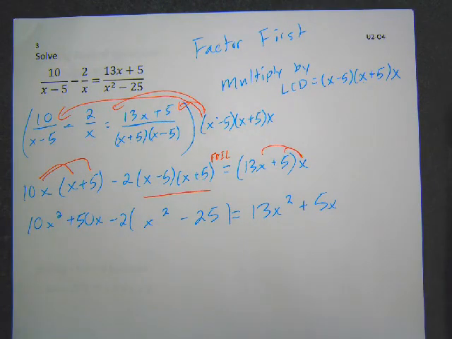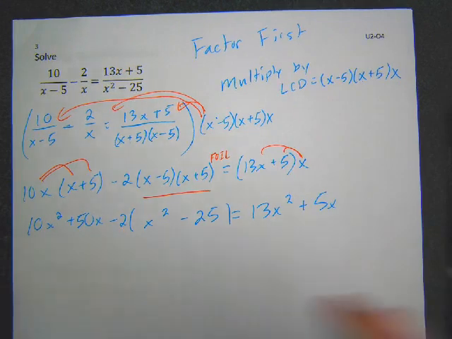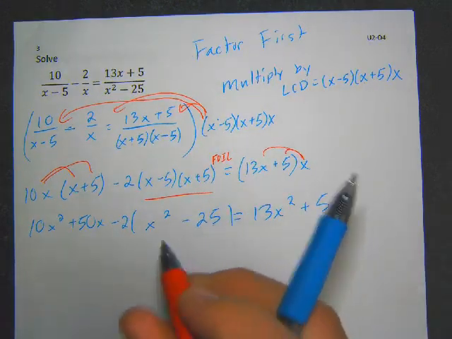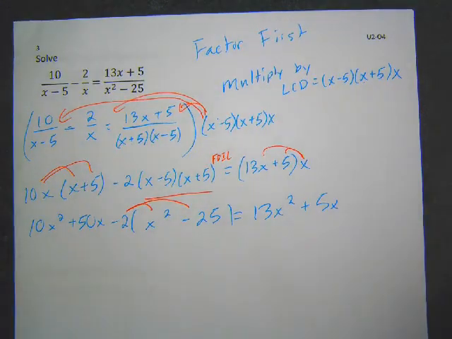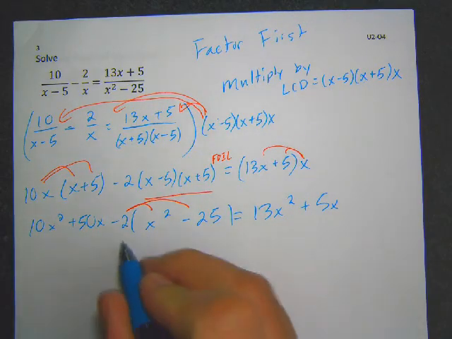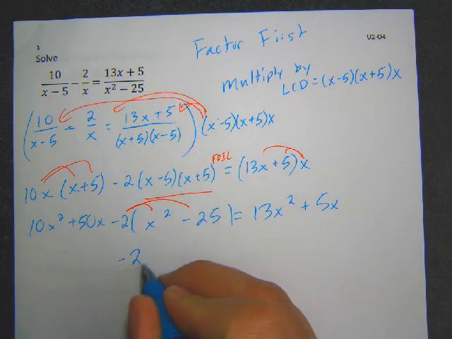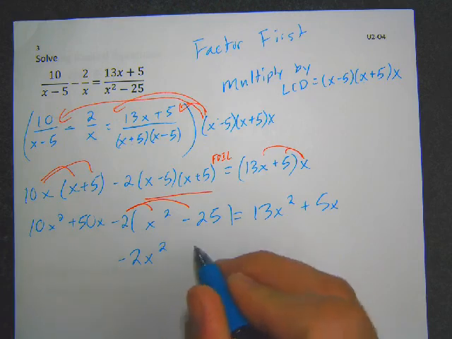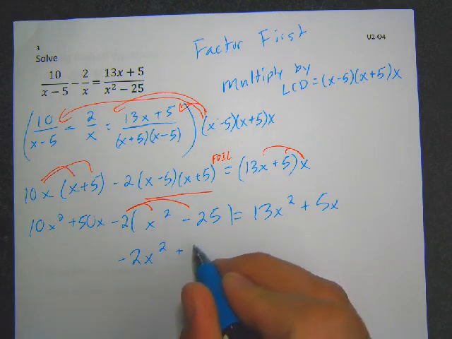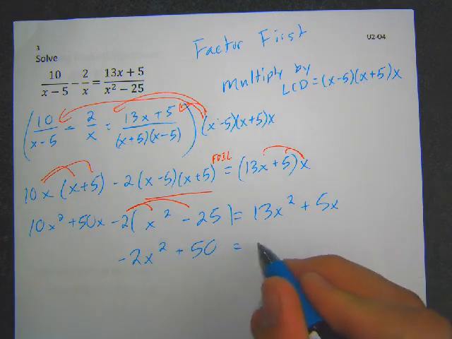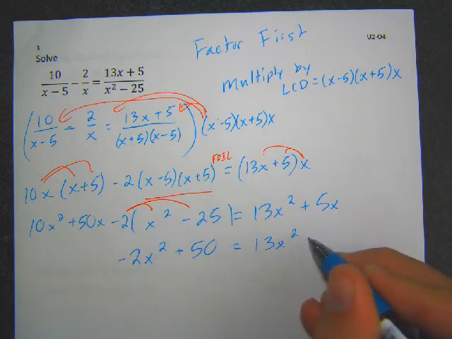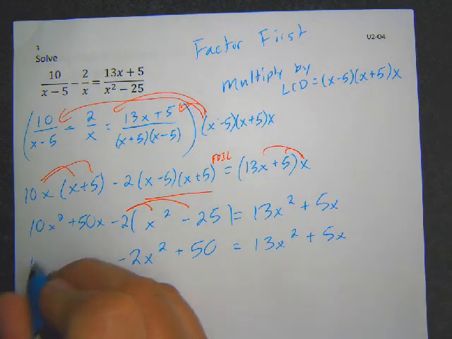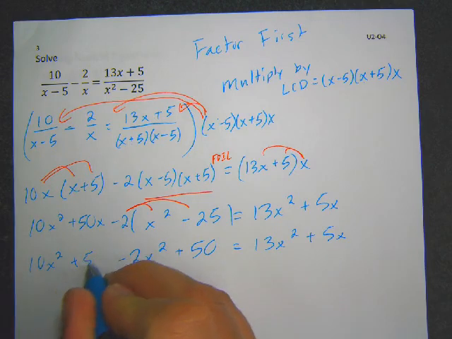Okay, so this next part, I still have a parentheses here I want to get rid of, so I'm going to go ahead and distribute this negative 2 through. So that's just one more step to get rid of all these parentheses. Negative 2 times x squared is negative 2x squared. Negative 2 times negative 25 is positive 50. Okay, getting there. We got 10x squared over here, still 50x over here.